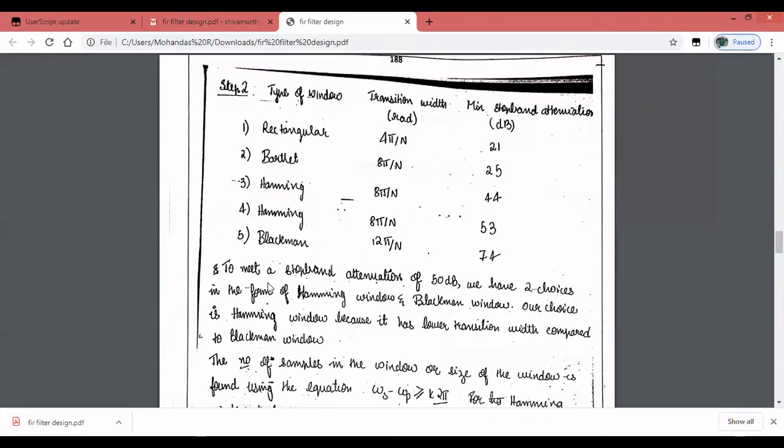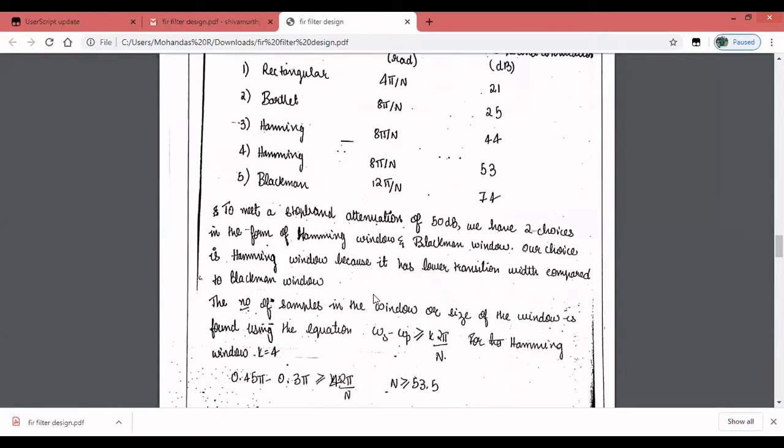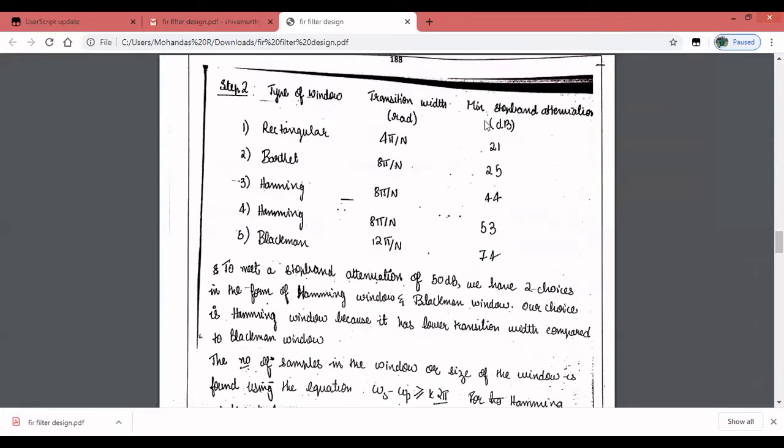To meet a stop band attenuation of 50 dB, we have two choices, that is the Hamming window or the Blackman window. Our choice is the Hamming window because it has a lower transition width compared with the Blackman window. So first I look at Ks, which is 50 dB, and select the windows exceeding Ks, which are Hamming and Blackman. Of these I select Hamming because of the transition width.